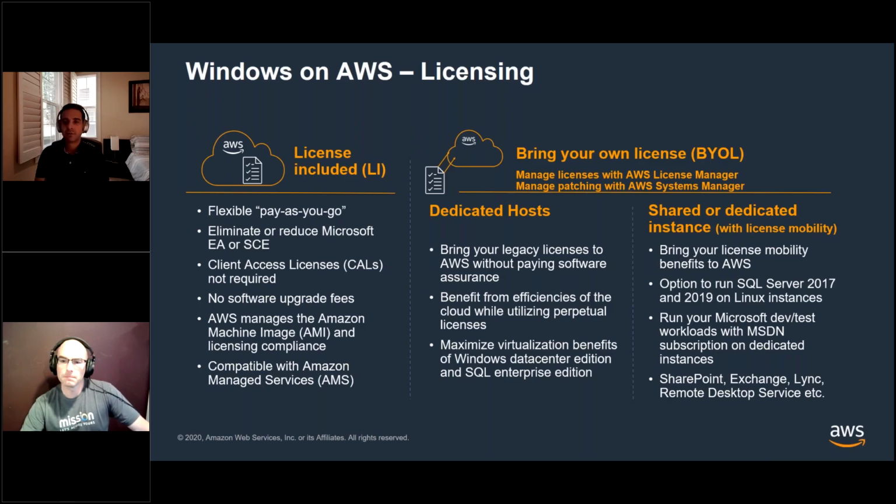We also have some really cool features on our roadmap. One of the options that we are working on right now, for example, is called license conversion. So if you have the need to convert between your license included and BYOL, or go from BYOL to LI, we are going to very imminently provide an option that will allow you to do that. So there's a lot of flexibility in terms of how you can license your Microsoft workloads on AWS.